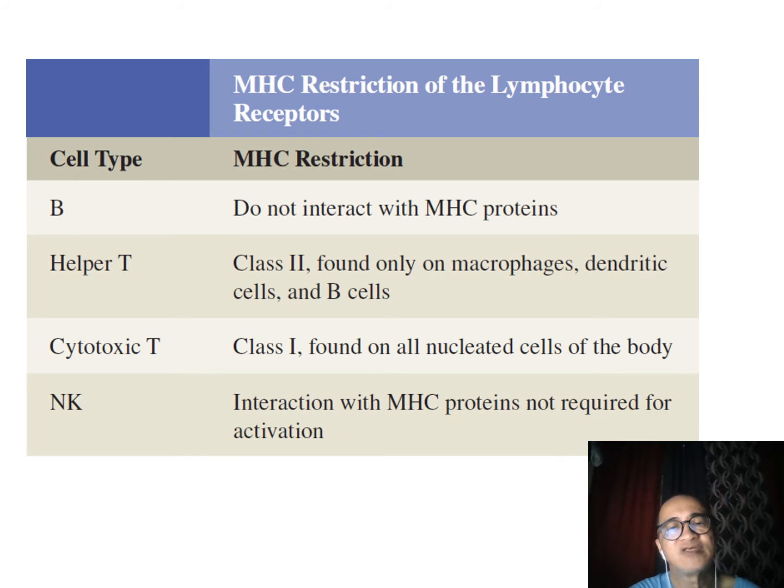Class 1 MHC proteins are found on the surface of virtually all cells of the body, except erythrocytes. Class 2 MHC proteins are found mainly on the surface of macrophages, B cells, and dendritic cells. Under certain conditions, other cell types are induced to express class 2 MHC proteins.